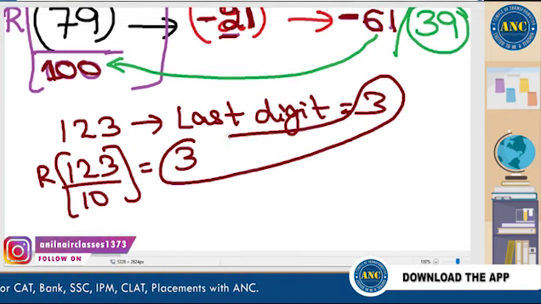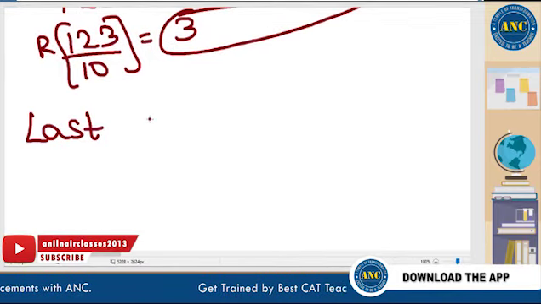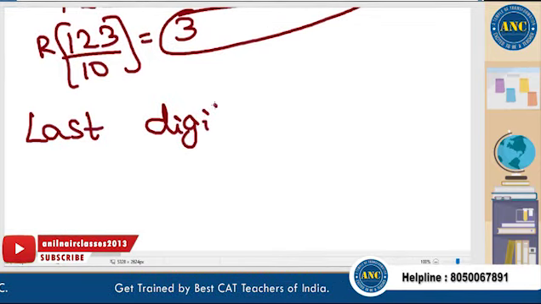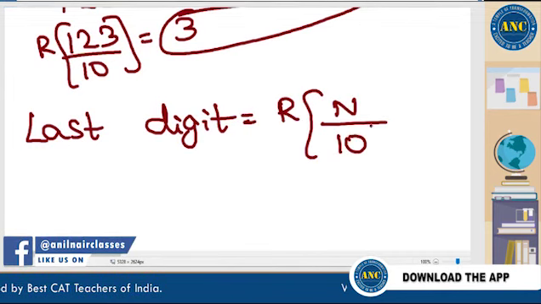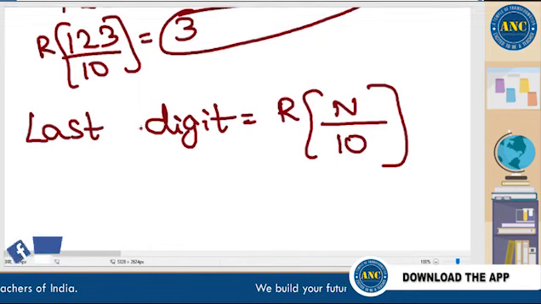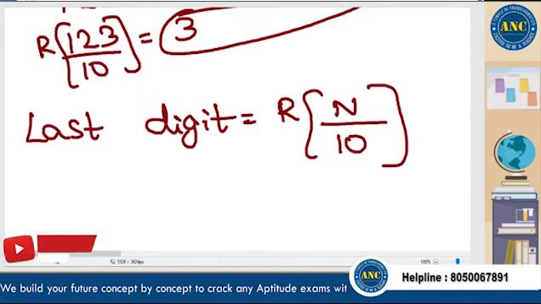These both are the same. That means if you want to find the last one digit of a number, divide that number by 10 power 1. If you want to find the last two digits, divide it by 10 power 2, which is 100. Right? If you want to find the last three digits, divide it by 10 power 3.